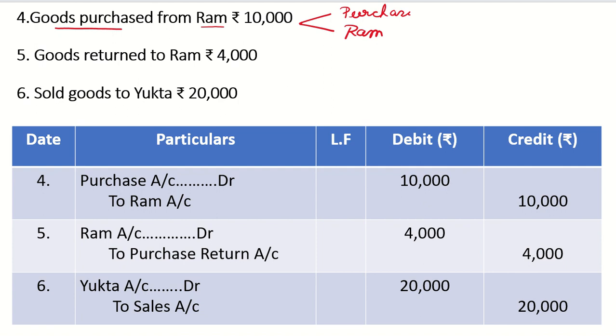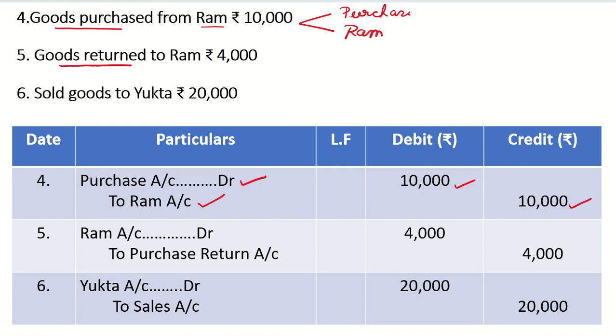Now see, we are purchasing the goods, so purchase account debit from Ram. Now Ram is the giver of the goods here. What a personal account rule says is debit the receiver, credit the giver. Now Ram is the giver, so we are crediting Ram account. Purchase account debit to Ram account rupees 10,000. Fine. So next is what?